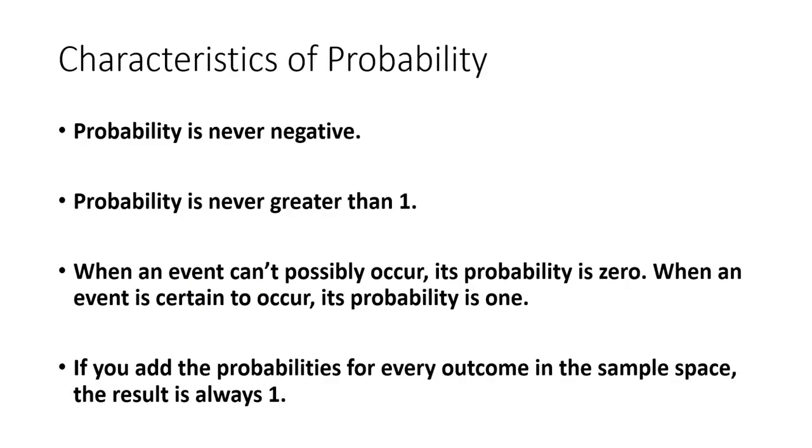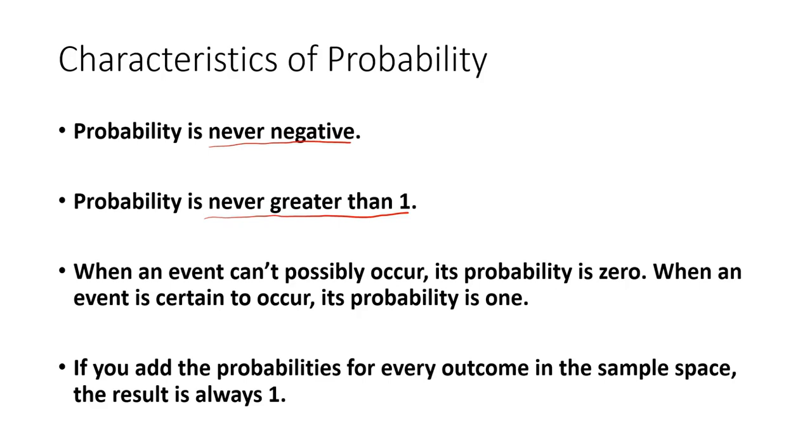Just a few things to recognize about probability. Probability is never negative, and it is never greater than 1. Probability will always be between 0 and 1. When there's an event that can't possibly occur, its probability is 0. When it's guaranteed to occur, the probability is 1.